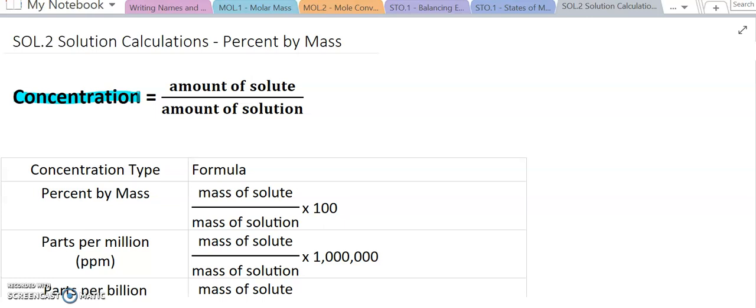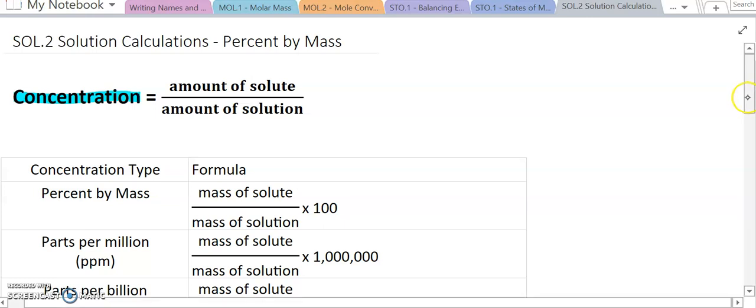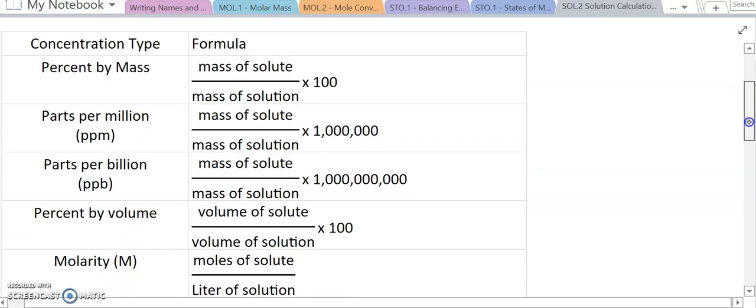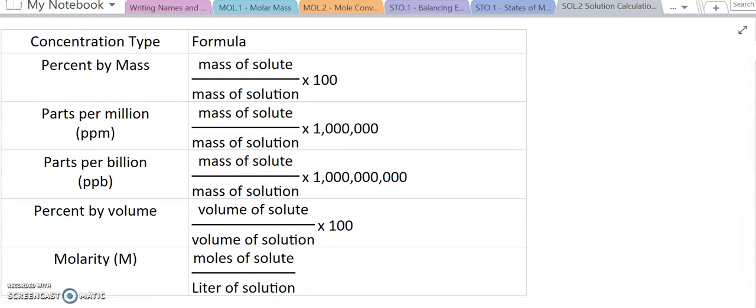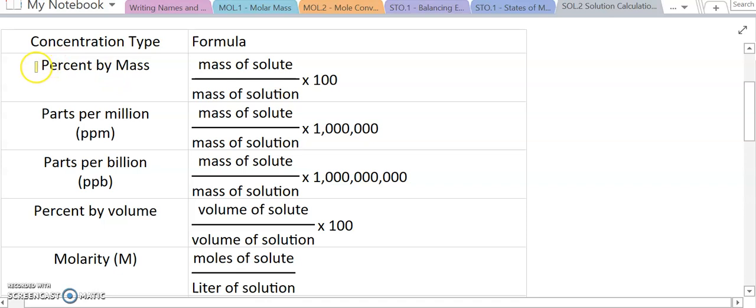But in terms of calculations, solute can be measured in a number of different ways, and so can your solution. And that leads to a number of different calculations. So we're going to be focusing on percent by mass today. Percent by mass takes the mass of the solute divided by the mass of the solution, and you take it times 100.